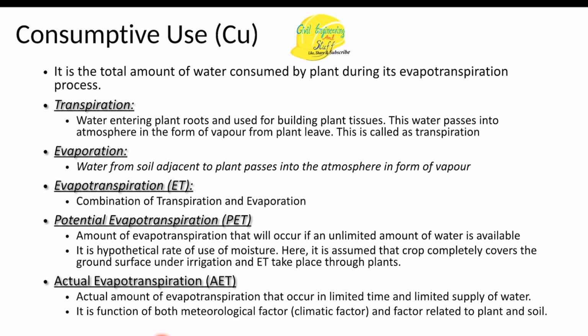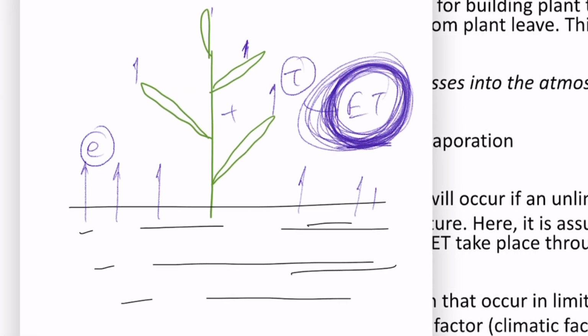All right. So there are some technical terms with respect to consumptive use, in which the first one is potential evapotranspiration. Now, what is this potential evapotranspiration? So, of course, we have a plant, correct? We have a plant, and there is certain evapotranspiration need of this plant.